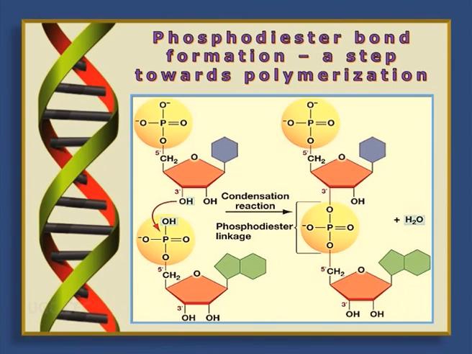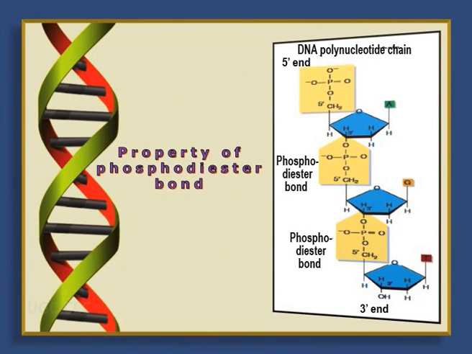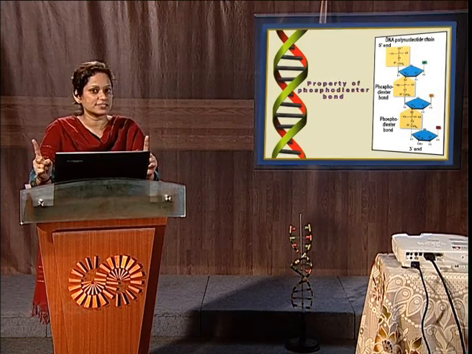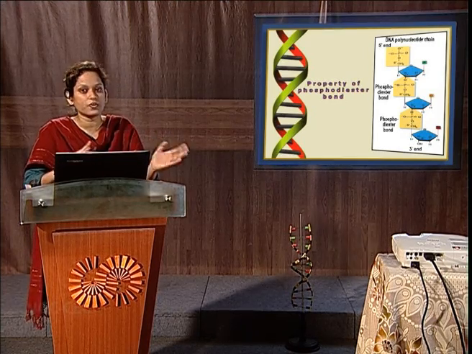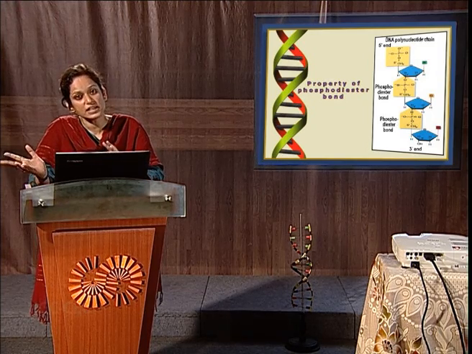The advantage of a phosphodiester bond is that, besides linking two nucleotides, it imparts polarity to the polymer chain. As you can see in this slide, the polymer chain consists of a 5' phosphate group, and at the 3' end it has a hydroxyl group. So we can say nucleic acids, which are polymers of nucleotides, are polar in nature as they consist of a 5' phosphate and a 3' hydroxyl end.